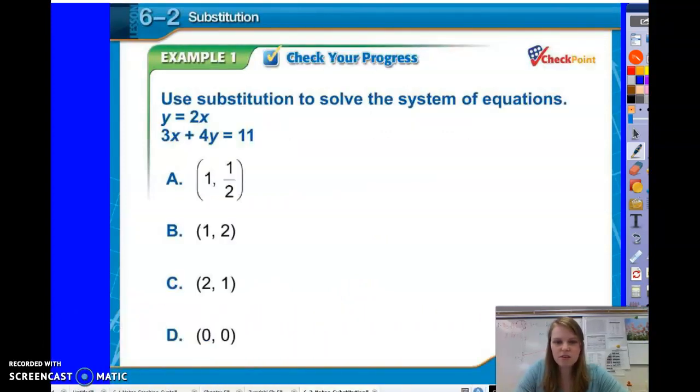Let's look at one that you can try. Use substitution to solve this system of equations. Pause right here, see what you can do. Hit play when you're ready to check your work.